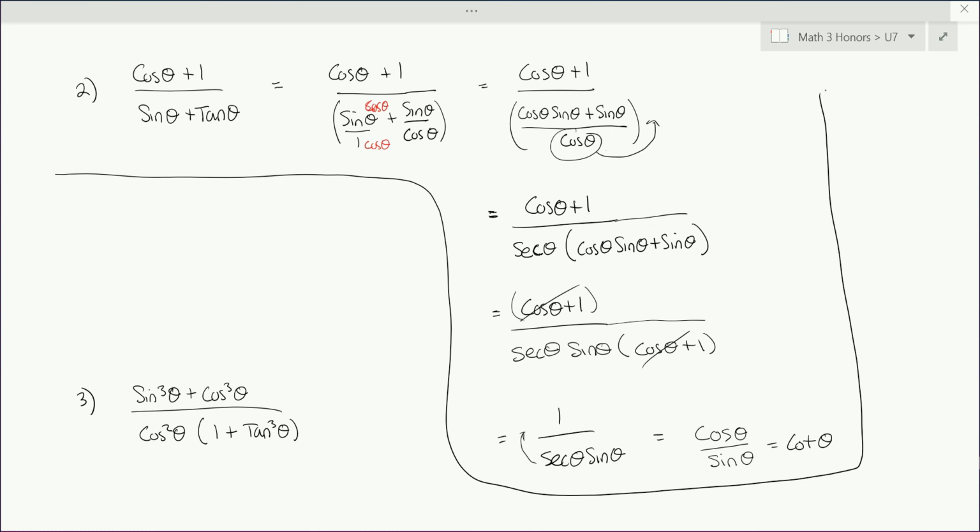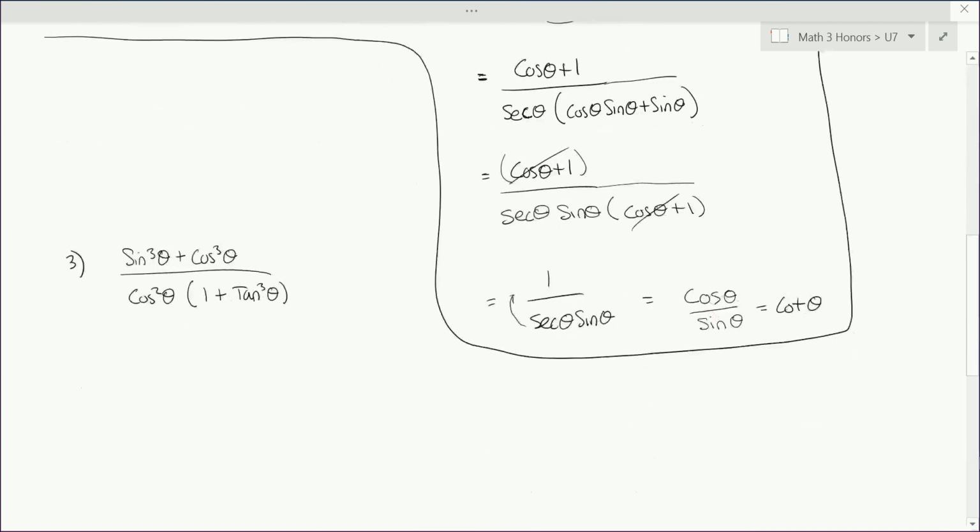On this one, let's just talk about how you might want to start. So we could change things to sine and cosine, but there's something else that you want to do before that. Notice that this is a sum of two cubes, and that needs to be factored. And then also this is a sum of two cubes. It needs to be factored, just like we factored sum of two cubes before. So you want to look for ways to factor things. And so let's start by factoring.